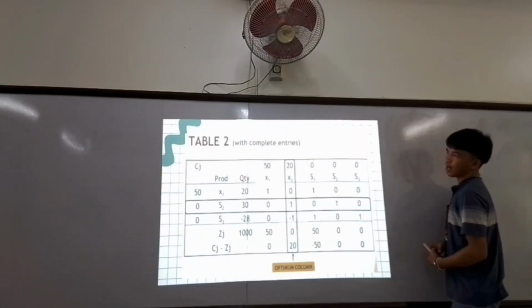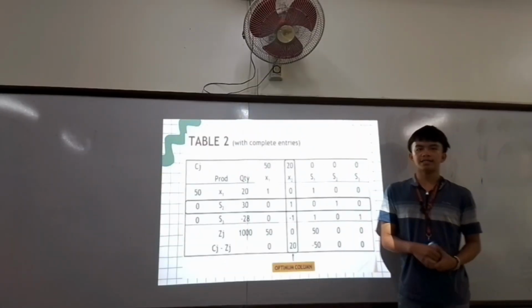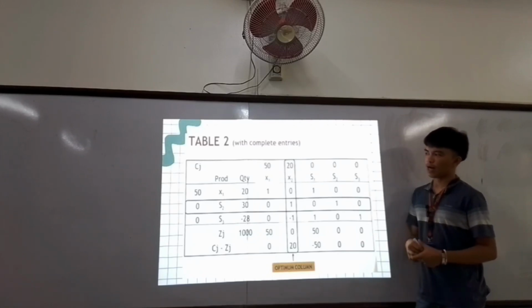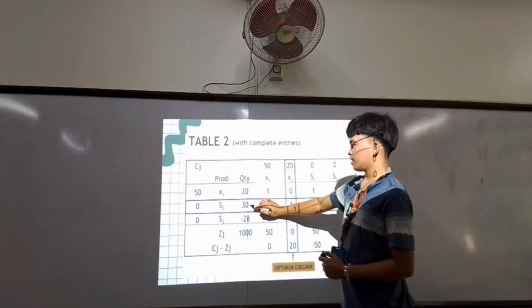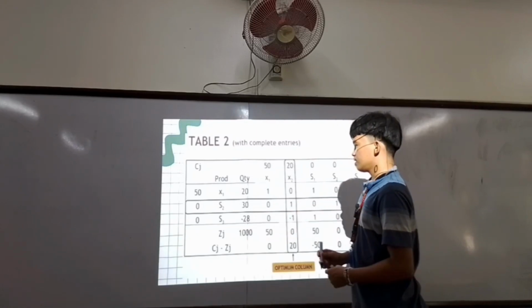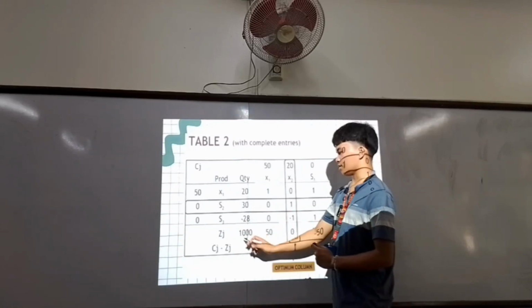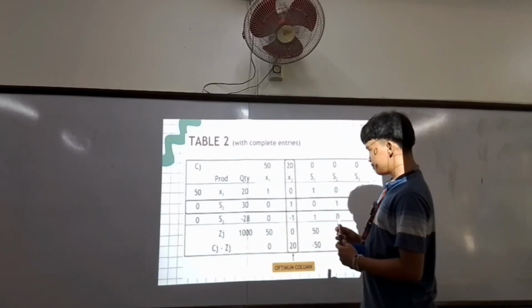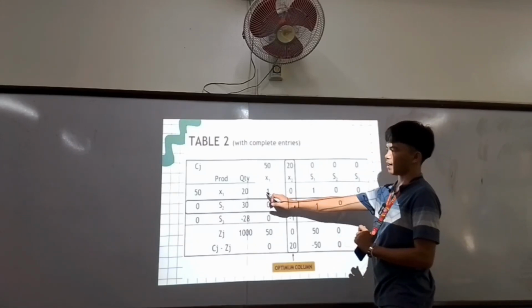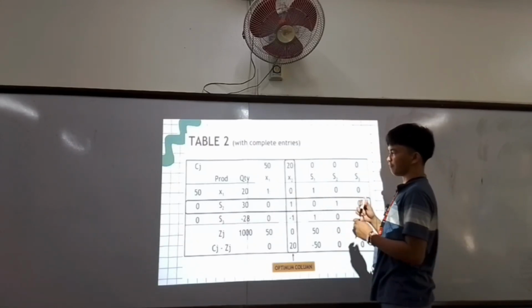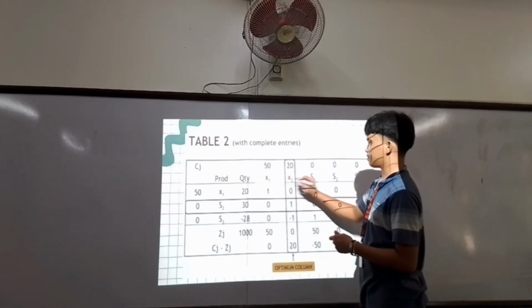So now that we have constructed the S sub 1 and S sub 3 rows from table 1, now we have 20, 30, and negative 28. So our ZJ now is 1,000, and we copy the consisting values of the remaining variables.